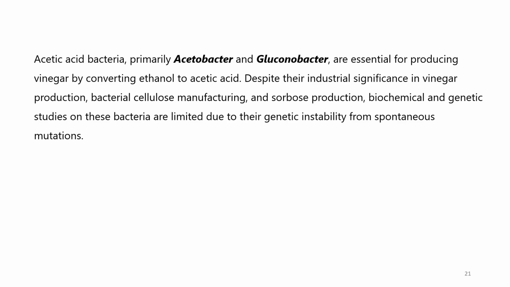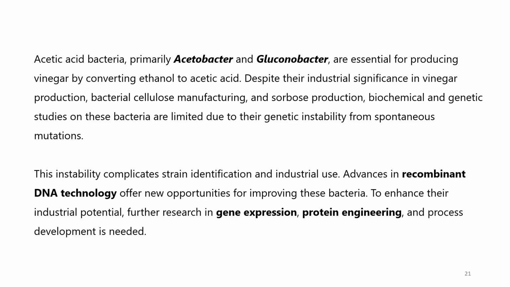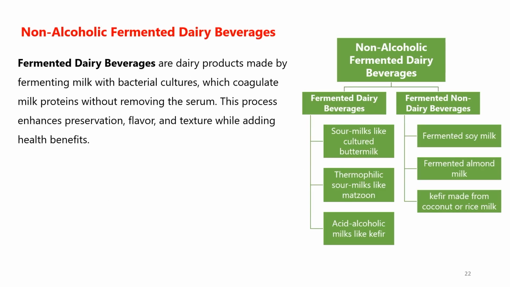Despite their industrial significance in vinegar production, bacterial cellulose manufacturing and sorbose production, biochemical and genetic studies on these bacteria are limited due to the genetic instability from spontaneous mutations. The instability complicates strain identification and industrial use. Advances in recombinant DNA technology offer new opportunities for improving these bacteria. To enhance their industrial potential, further research in gene expression, protein engineering and process development is needed.